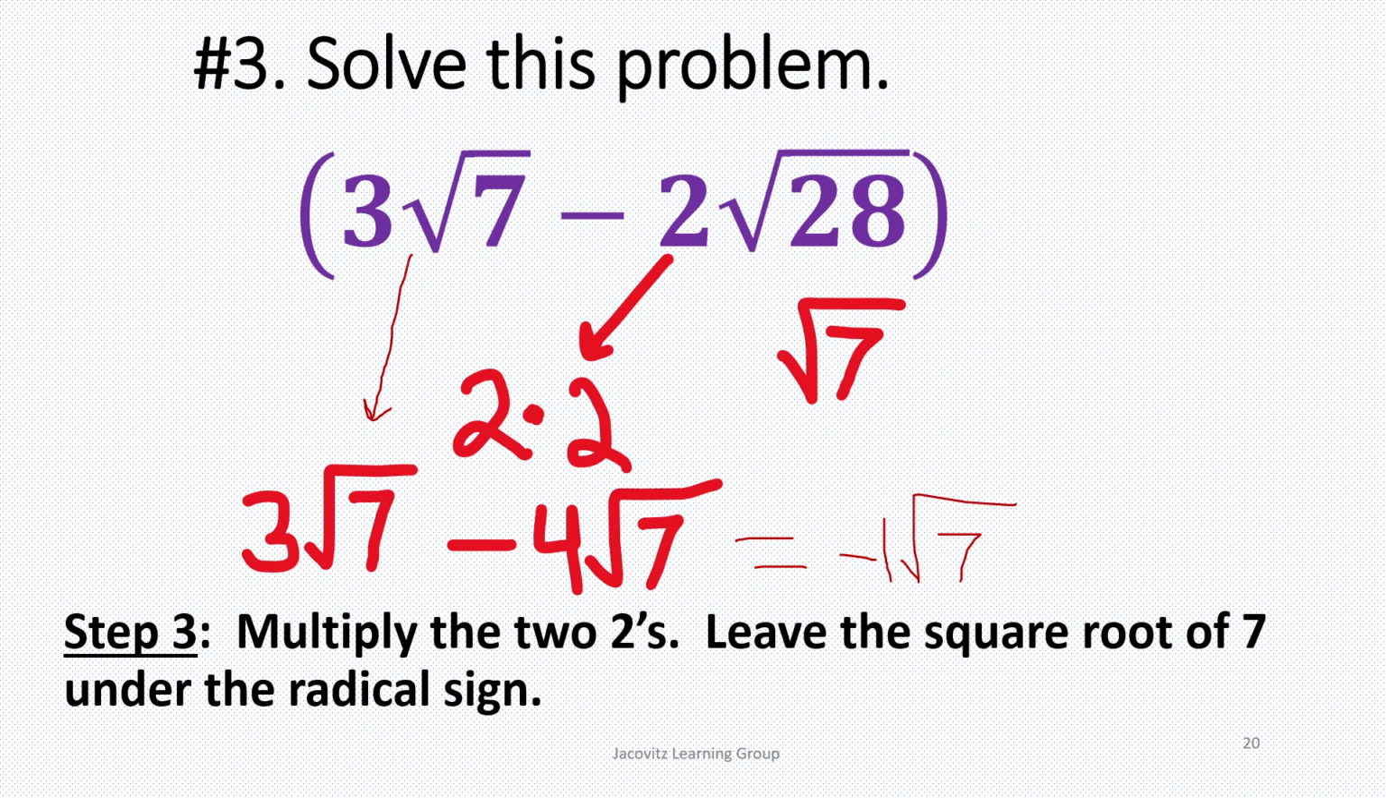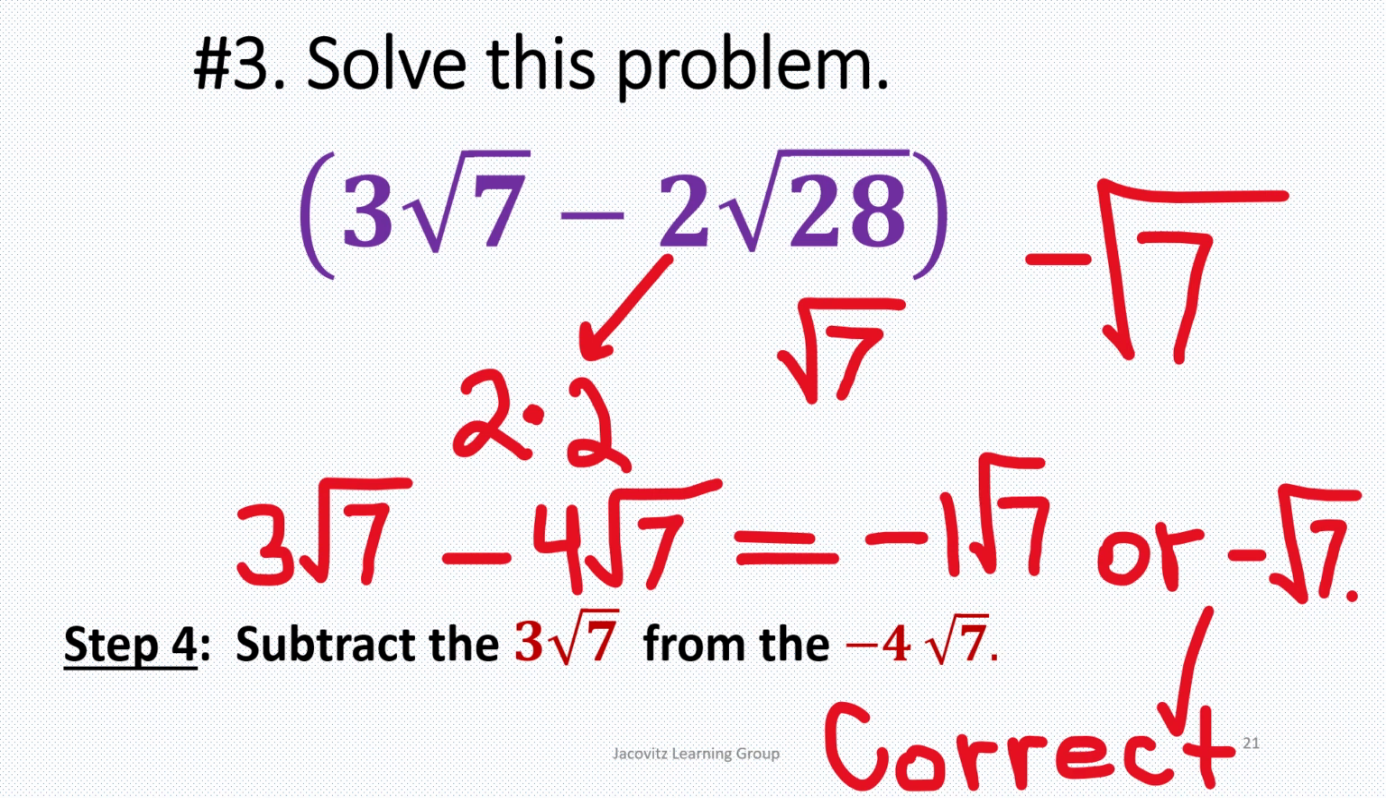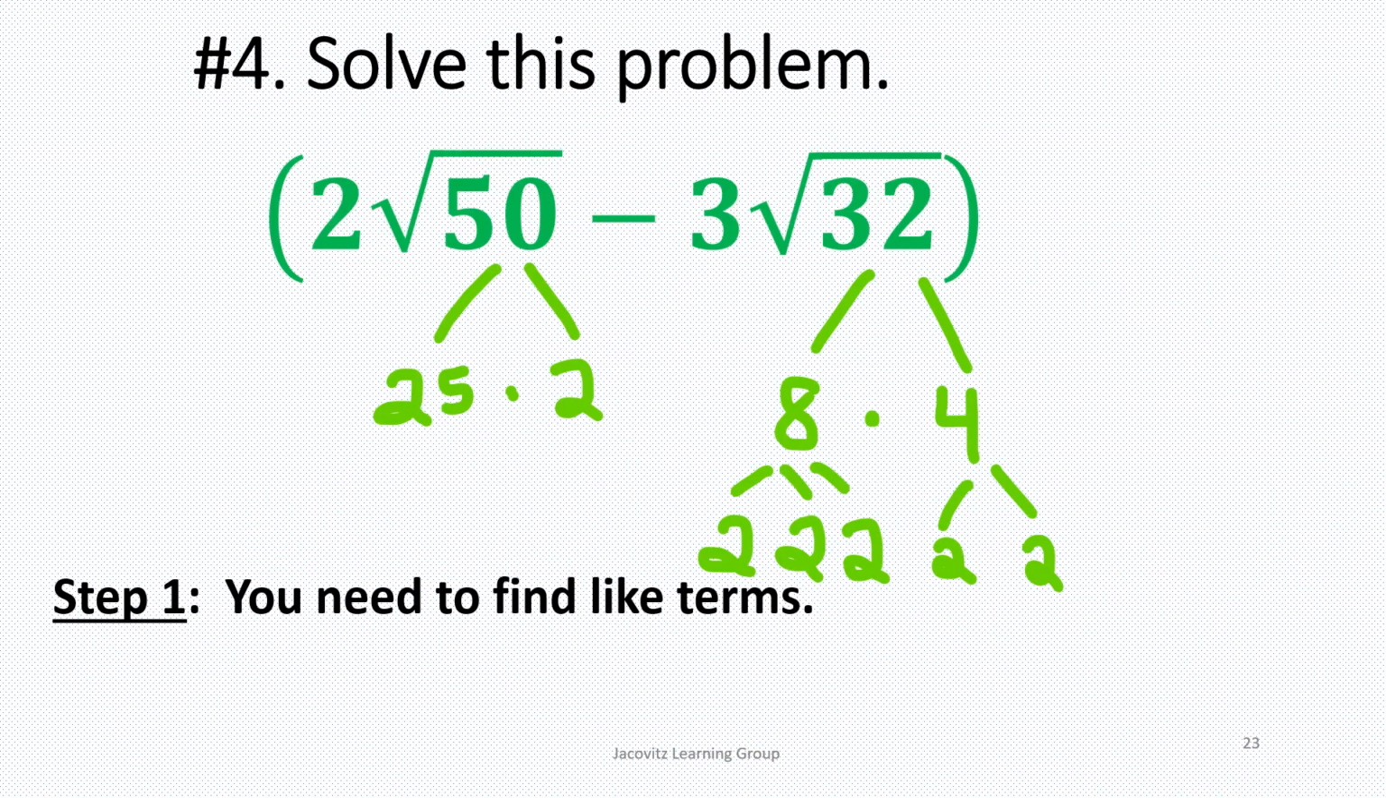Let's go to the next slide. Negative 1 square root of 7, or just plain negative square root of 7, because this 1 here is already implied. Any number is already implied. Okay? And this is your answer, either one: negative 1 to the square root of 7 or negative square root of 7.